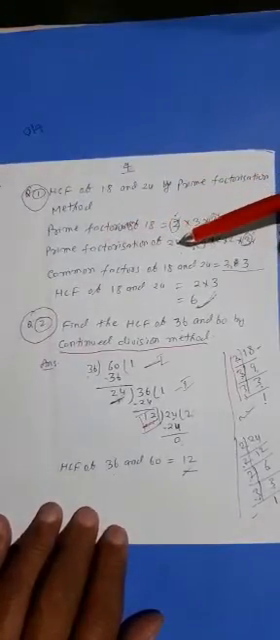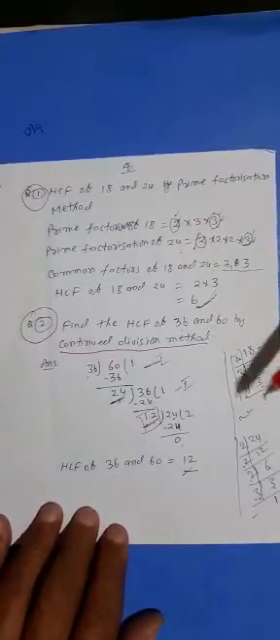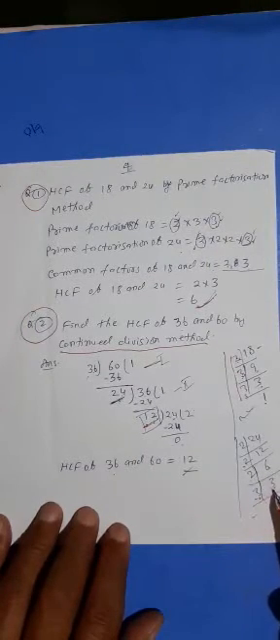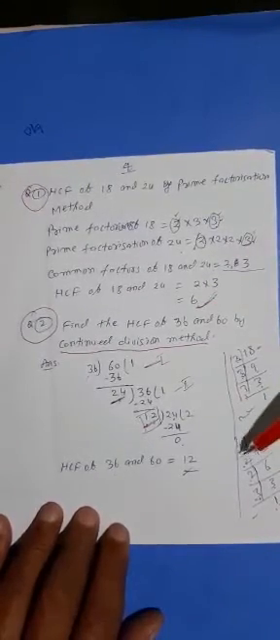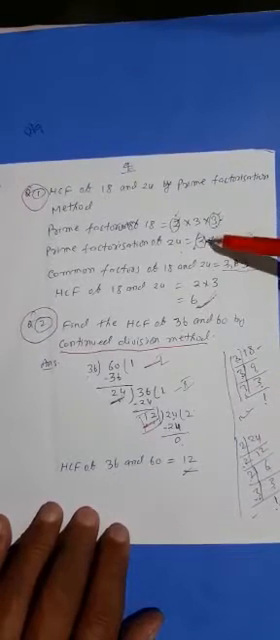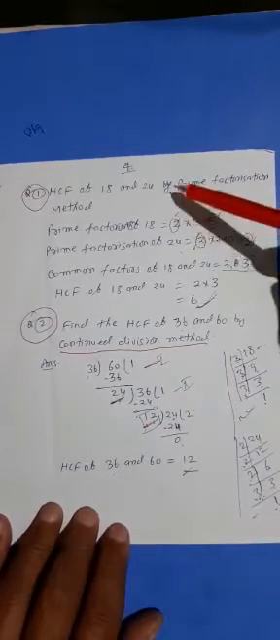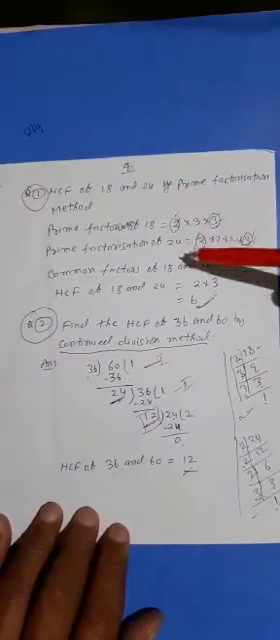Then the prime factorization of 24. The prime factorization of 24 can also be found by using the division method. 24 divided by 2, we get 12. 12 divided by 2, we get 6. 6 divided by 2 is 3. Again 3 divided by 3 is 1. We have discussed that we have to continue this process till the quotient is 1. Now what is the prime factorization of 24? Right here, 2 multiplied by 2 multiplied by 2 multiplied by 3. Now I have written all the prime factors of 18 and 24.